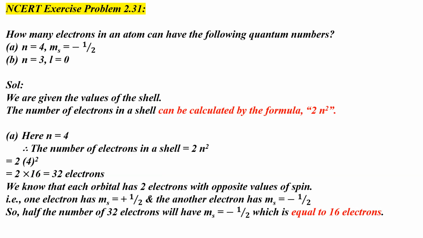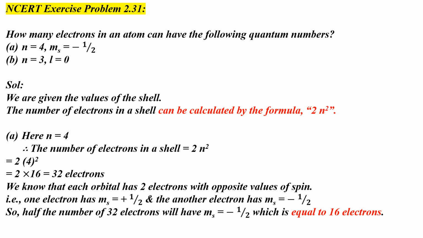Exercise problem 2.31. How many electrons in an atom can have the following quantum numbers? You are given two sets of quantum numbers: n equal to 4, ms equal to minus half, and n equal to 3, L equal to 0. Now let us take the first case. We are given the value of the shell. You are asked to calculate the number of electrons in an atom with n equal to 4. So here you are given the value of the shell n equal to 4.